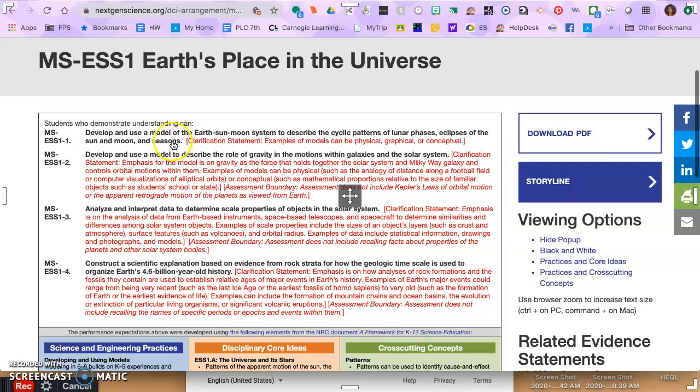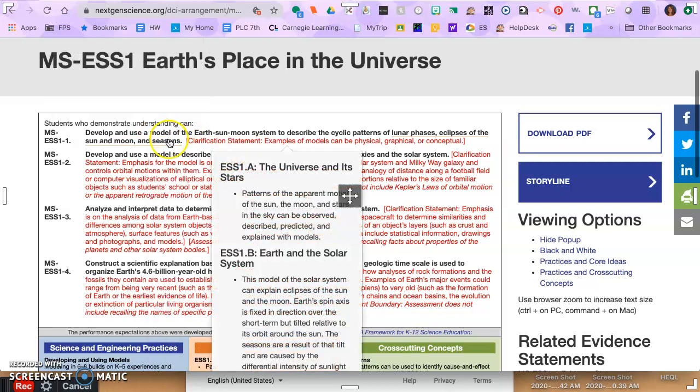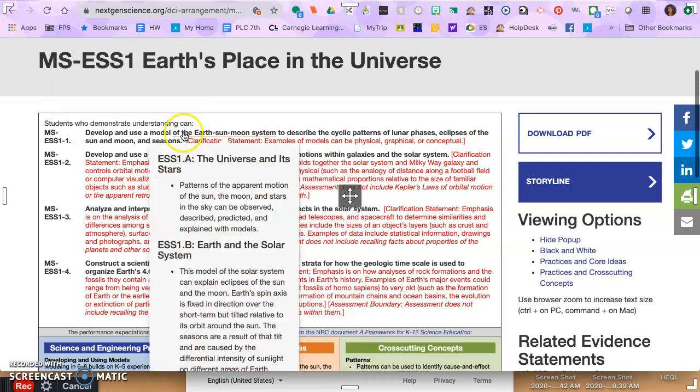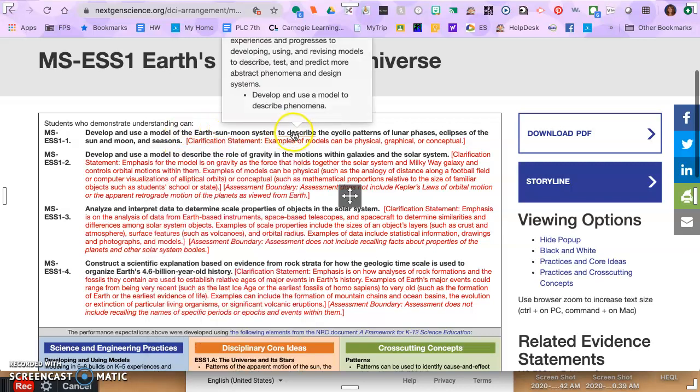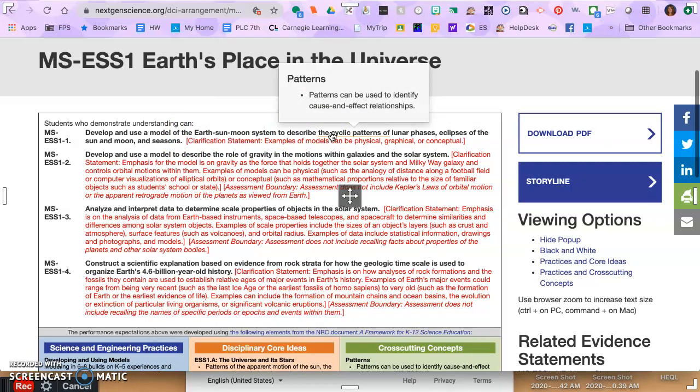Now, for this class, I would just pick one of these things, like seasons, and I would develop my lessons around the seasons. Notice that when you hover over different parts, it will give you more of an in-depth explanation to kind of help you unpack the standard or the performance expectation.